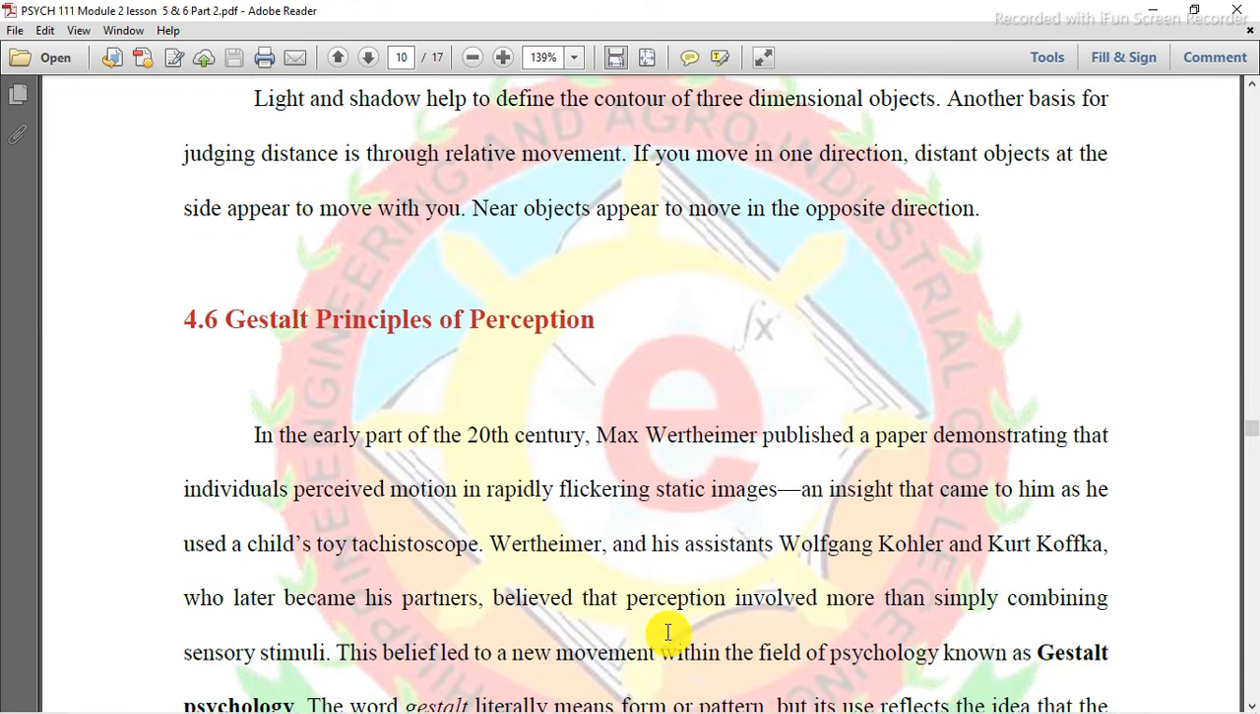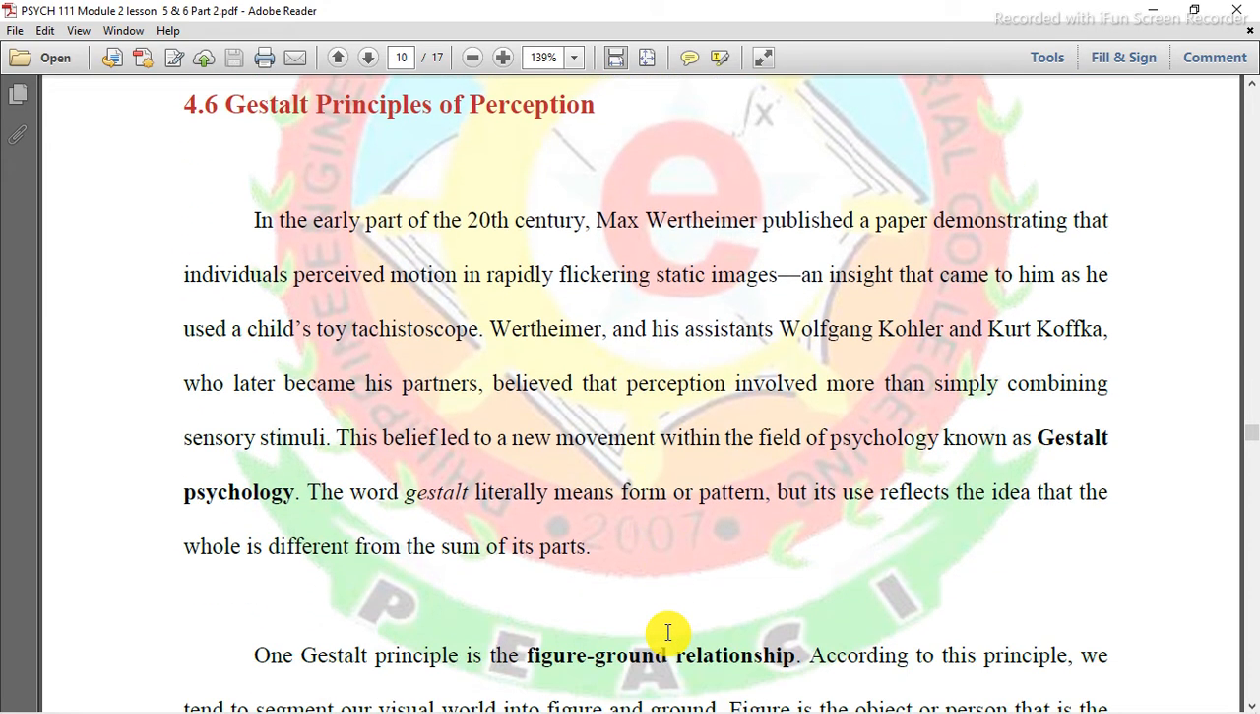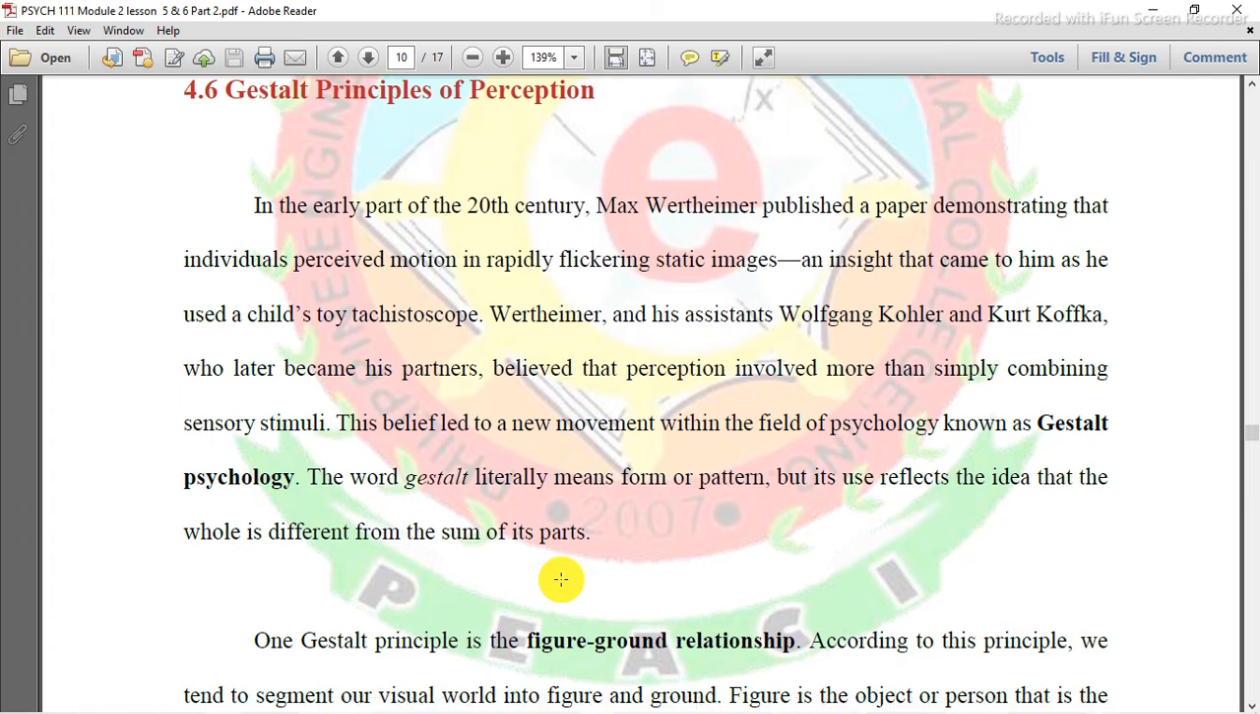Gestalt perception of principle of psychology. So, Gestalt psychology, no, literally means pattern, but it used to reflect the idea the whole is different from the sum of its parts. Sabi dito ni Wertheimer and his assistants Wolfgang Kohler, na ma-understand mo yung isang bagay, mas ma-understand mo din yung isang bagay as a whole kumpara sa mga sum of its parts lang.